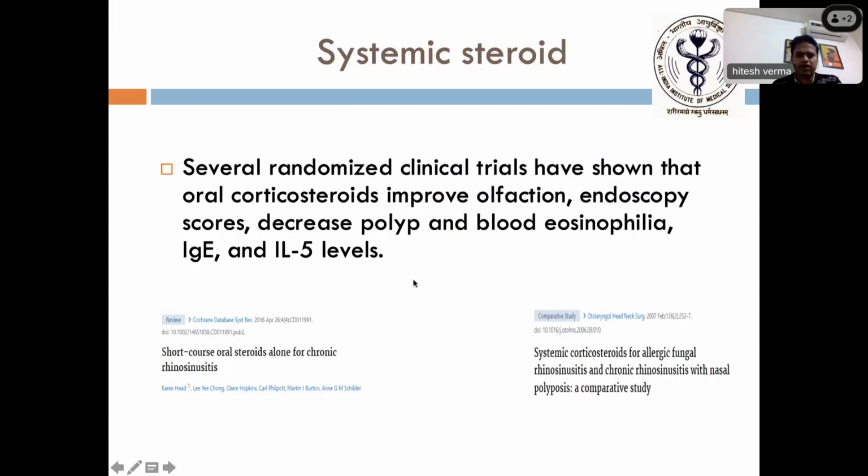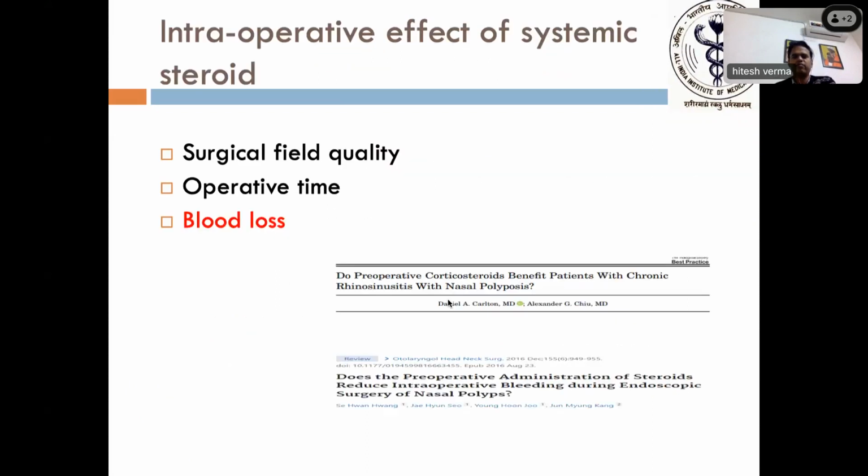An RCT shows there is an improvement in olfaction and endoscopic scoring. There is decreased polyp formation, blood eosinophilia, immunoglobulin E, and interleukin 5. And intraoperatively, it improves the surgical field and reduces the operation time and blood loss.